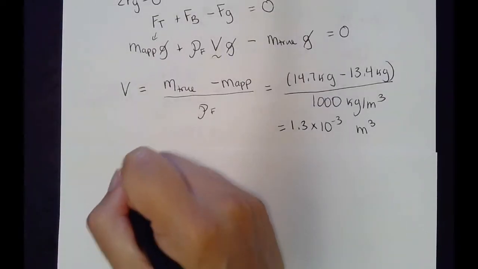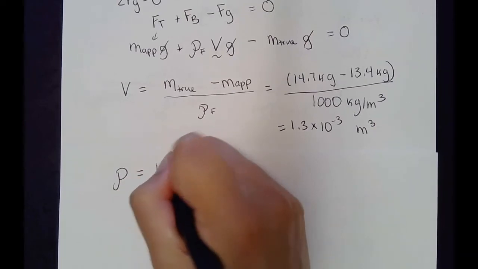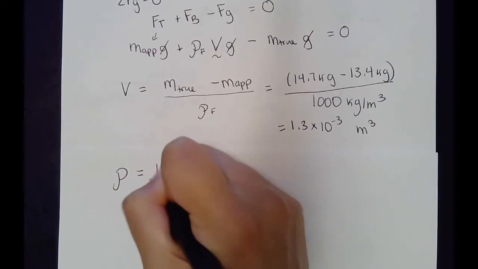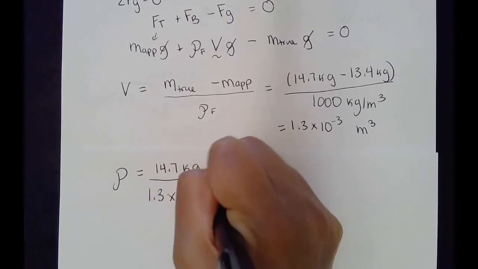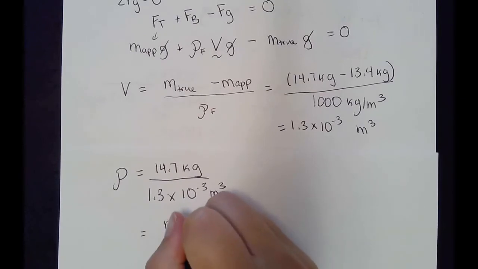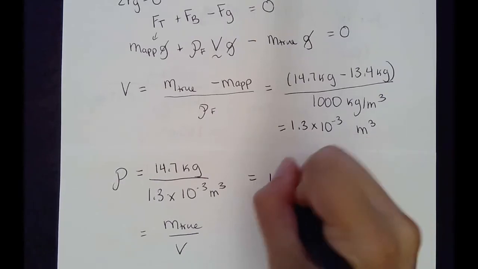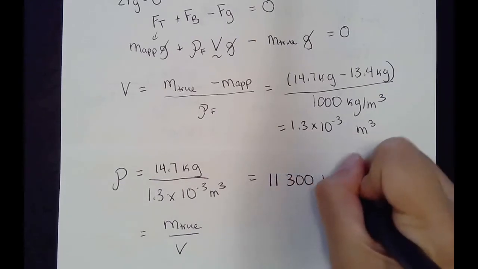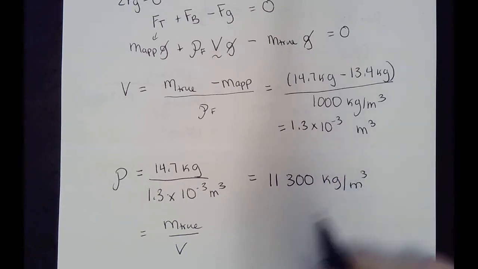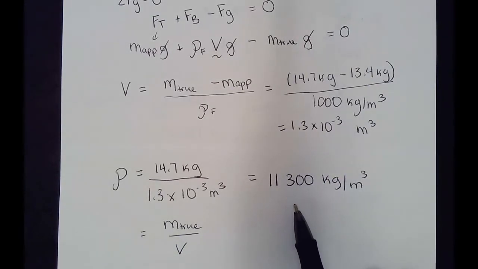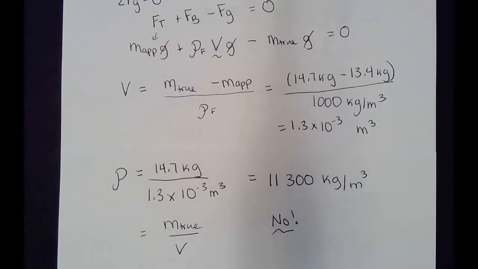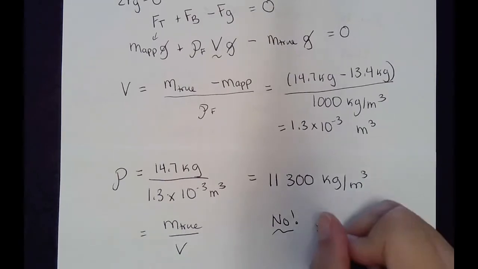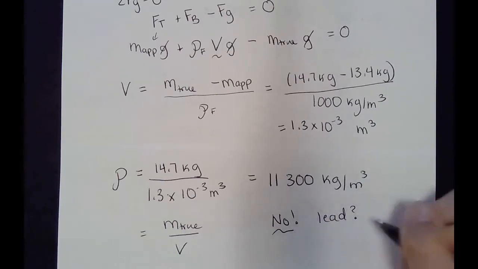Then the density of this crown will be the true mass, 14.7 kilograms, over its volume, which doesn't change, 1.3 times 10 to the negative 3 meters cubed. So I'm using density is true mass over volume, and that gives 11,300 kilograms per meter cubed, whereas we were expecting 19,300 for gold. So no, this crown is not really gold, and if you look at the table of densities, maybe it's lead. That looks like the density of lead.